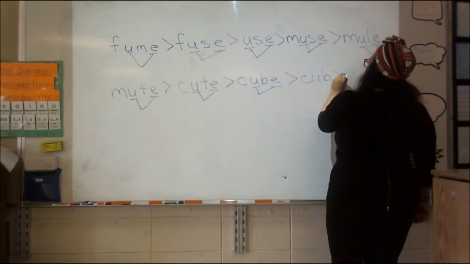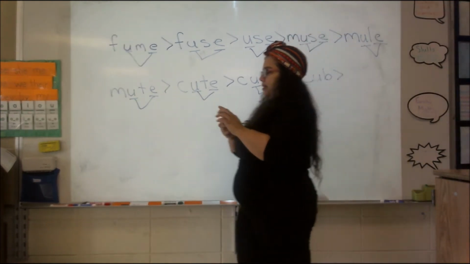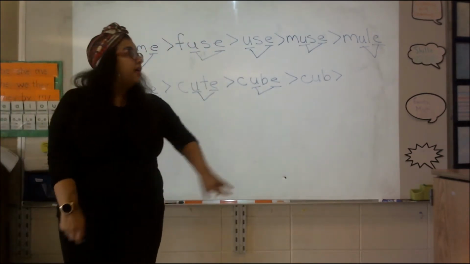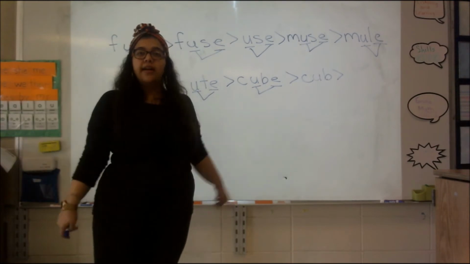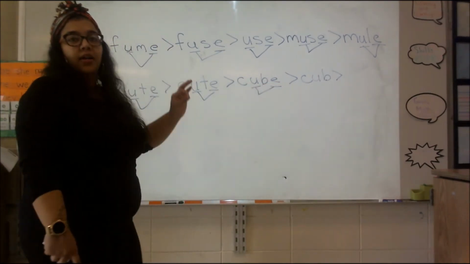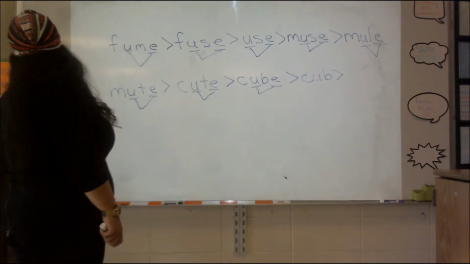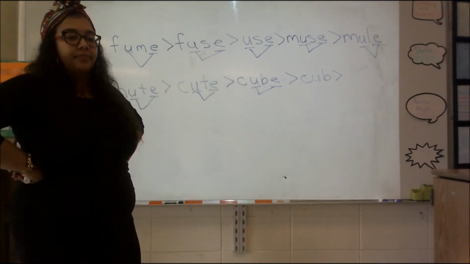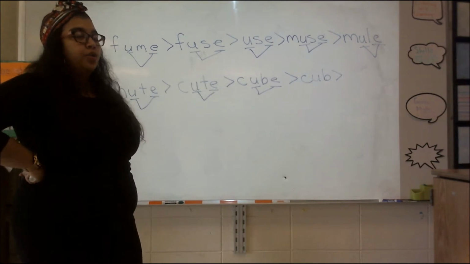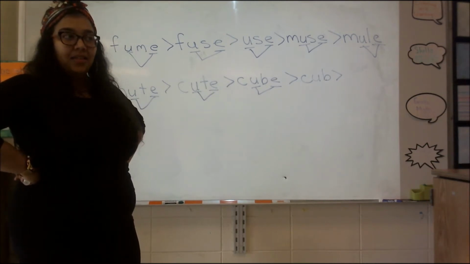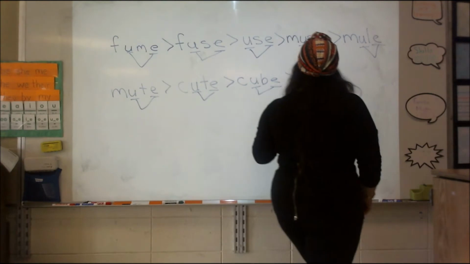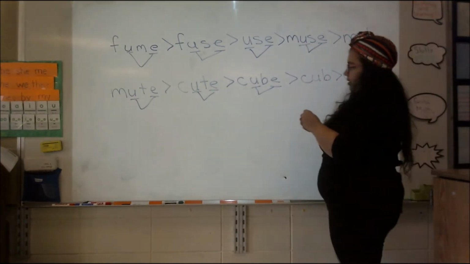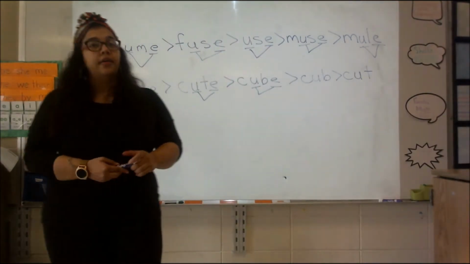Cube to cub. Excellent job. I changed the middle vowel sound. And in terms of spelling, it is no longer the UE split diagram. It is the U by itself. Cub. From cub to cut. Cub to cut. Change the ending sound. Excellent. Cub to cut. All right, let's review our chain, then we'll move on.